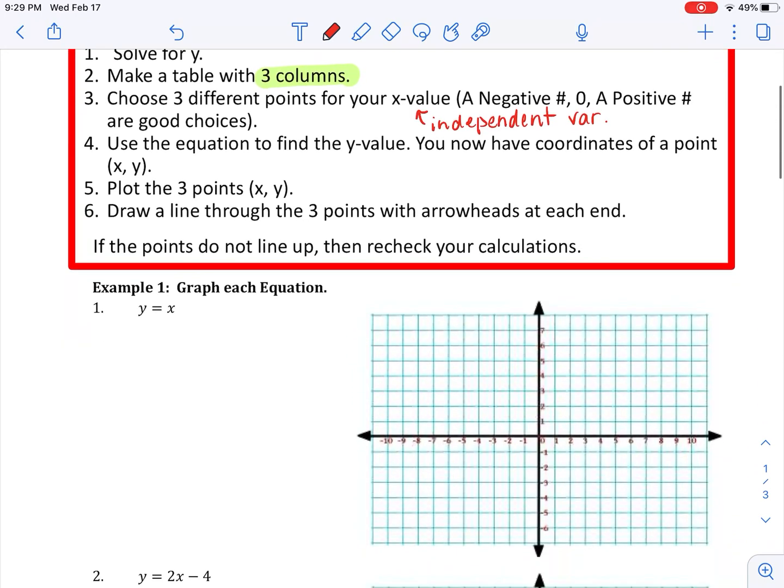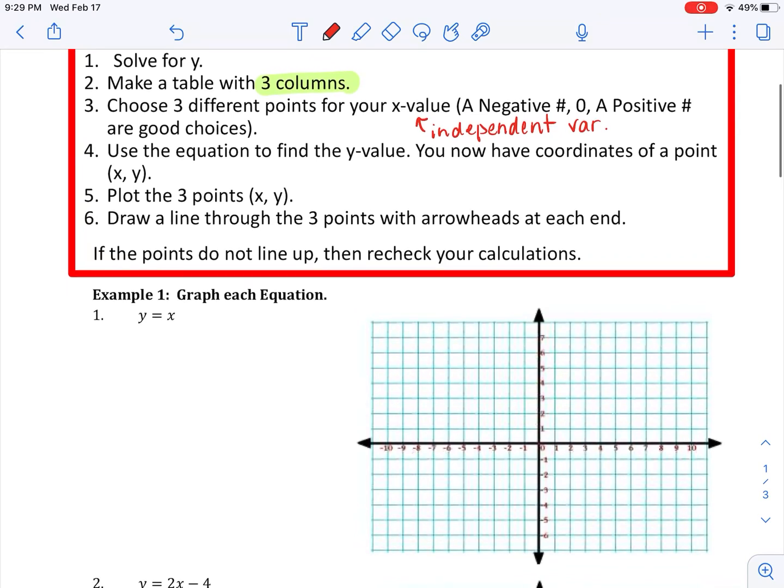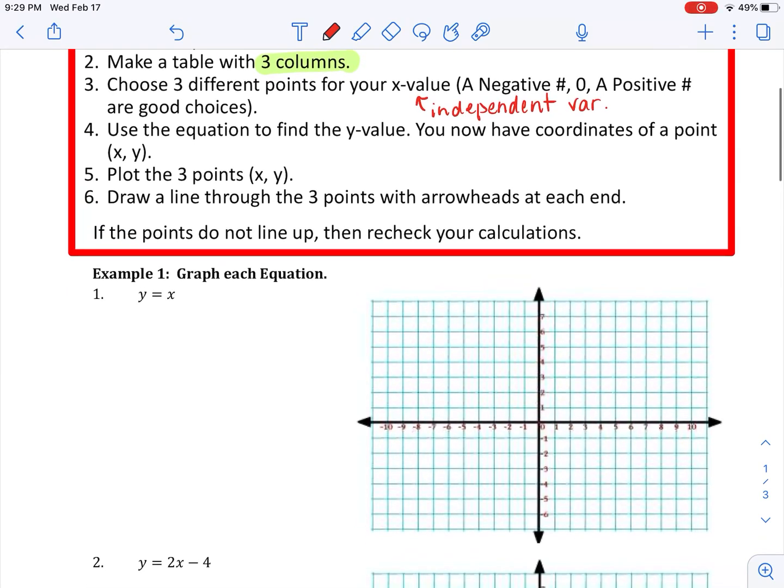Number 4, you're going to use the equation to find your y value. And now you will have coordinates of a point. You'll have xy coordinates that you can plot. You're going to plot your 3 points, and then you're going to draw a line. Make sure you have arrowheads at each end because we are drawing a line that goes on forever and ever. So if you don't draw your arrowheads, I'll take off a half a point, okay? And if your points do not line up, then you need to recheck your calculations. You did something wrong. Because everything we're giving you is a linear equation, which means if you graph it correctly, if you calculate things correctly, there will be a line when you're done.